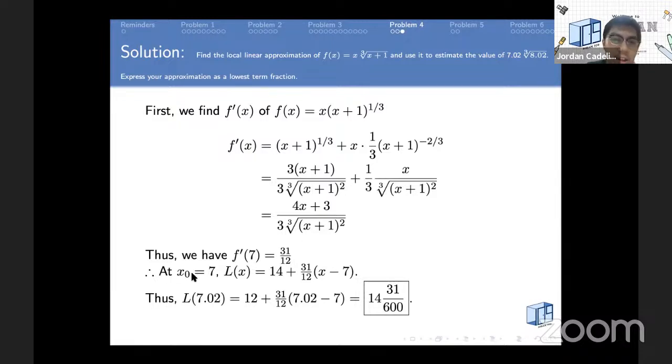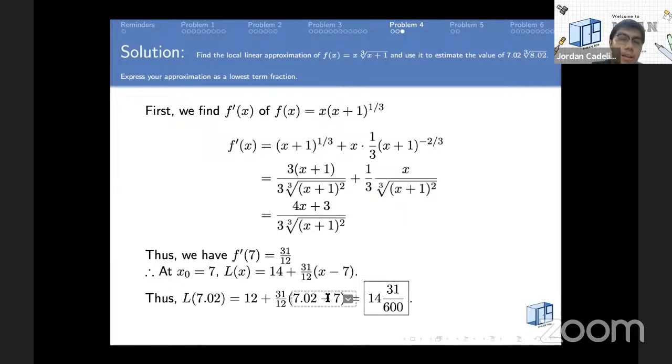Tapos, at x naught equals 7, ang L of x natin is 14 plus 31 over 12 times x minus 7. So therefore, ang ating L of 7.02 is equal to, this must be 14 pala. Medyo may typo ulit tayo. So 14 plus 31 over 12 times 7.02 minus 7. So that's 0.02, which is also equal to 2 over 100.